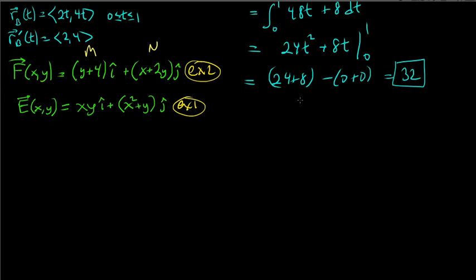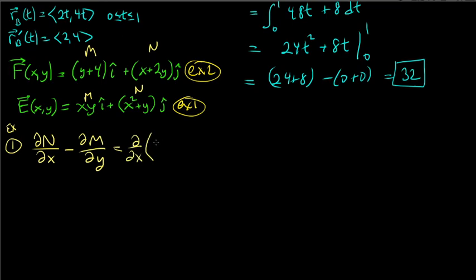Here's what it has to do with. Let's calculate the following quantity: the partial of N with respect to x minus the partial of M with respect to y. You remember when we did this, when we wanted to test to see if the vector field is conservative. So let's do this with example 1 first, for E. Here M is x times y, N is x squared plus y. So let's write it out: the partial with respect to x of x squared plus y, minus the partial with respect to y of M, which is x times y.